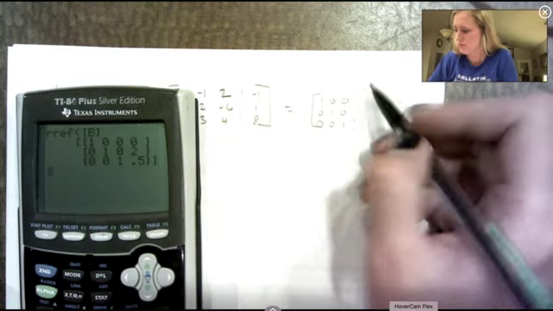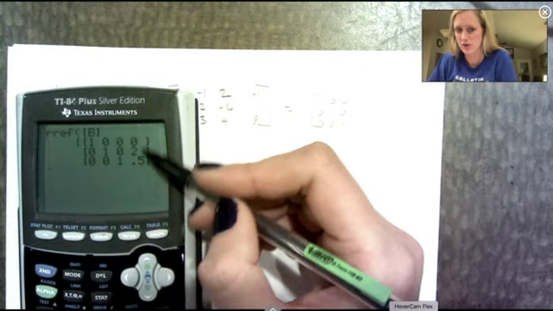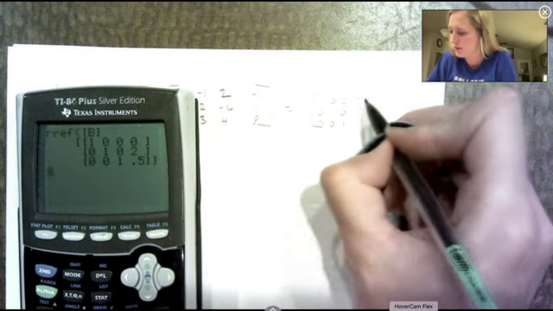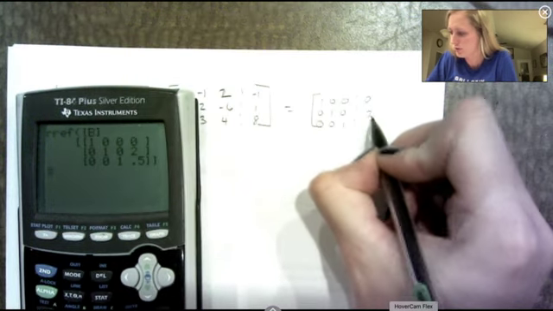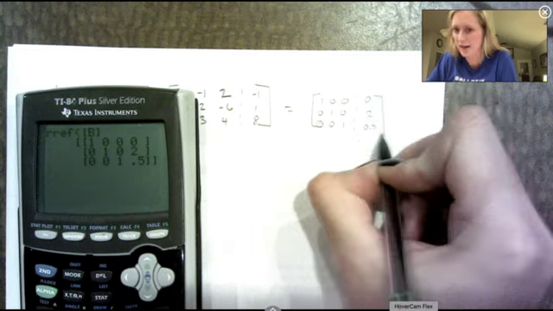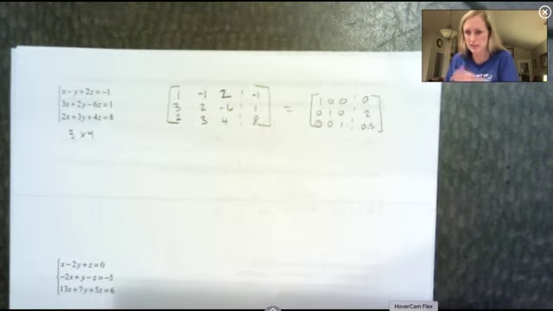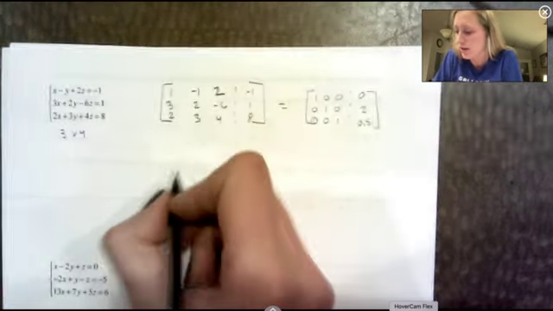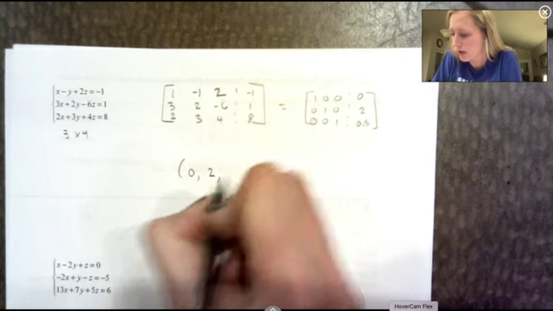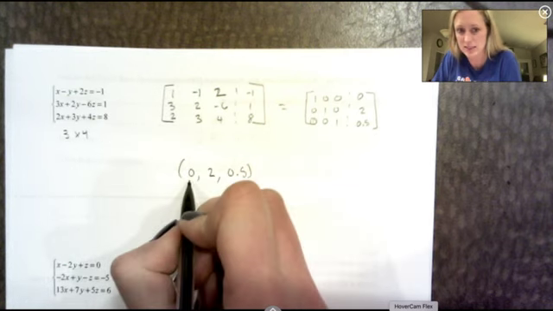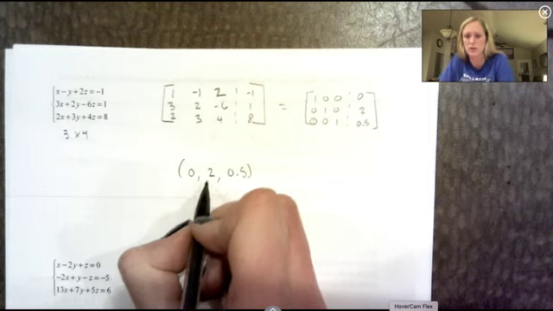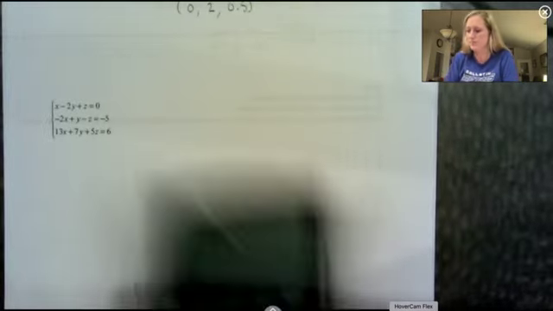All right, and then here's my solution, 0, 2, 0.5. So my ordered triple, since this has 3 unknowns, is 0, 2, and 0.5. So x is 0 is the solution, with y being 2 and z being 0.5. Okay, we got one more here.